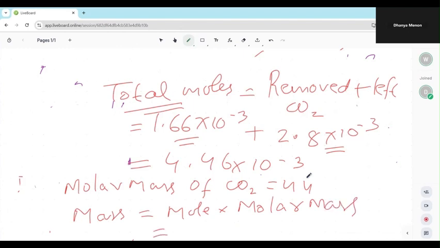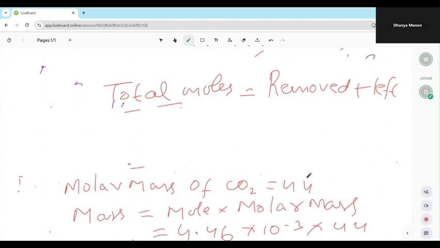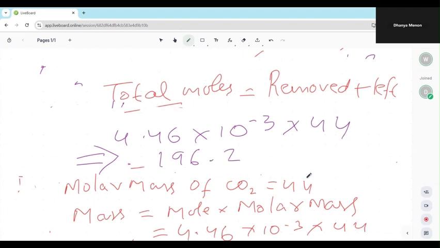Do we know the moles? We do know the total moles, 4.46 times 10 raised to minus 3. And what is the molar mass? It's 44. When you solve this, 4.46 times 10 raised to minus 3 into 44 comes to 196.24 times 10 raised to minus 3 grams. Okay, so this is your final answer.